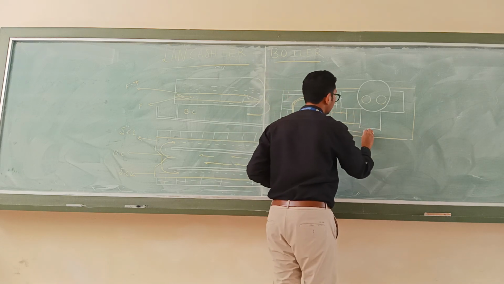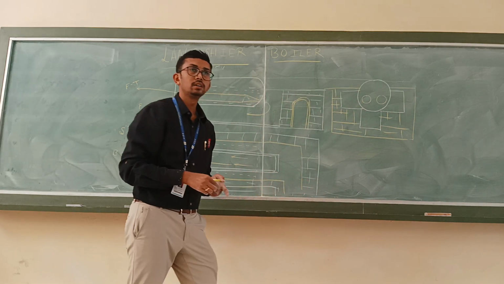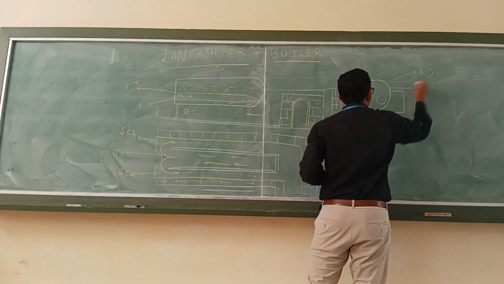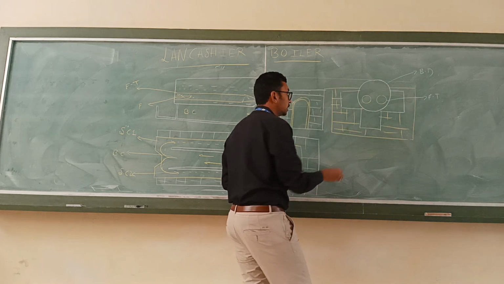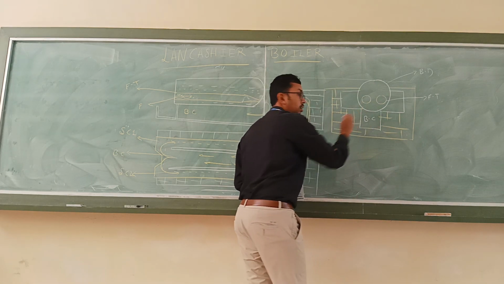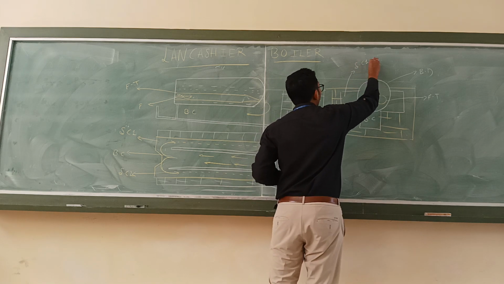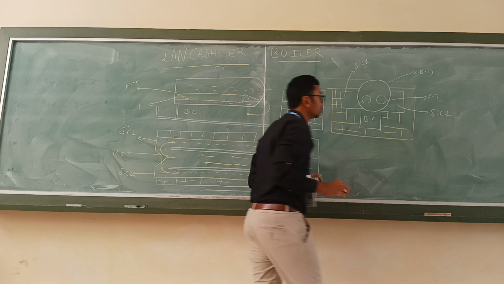So this is a side view. Is it clear? So this is a boiler drum. So this is a flue tube, and this is a bottom channel, and this is side channel 1, and this is side channel 2.